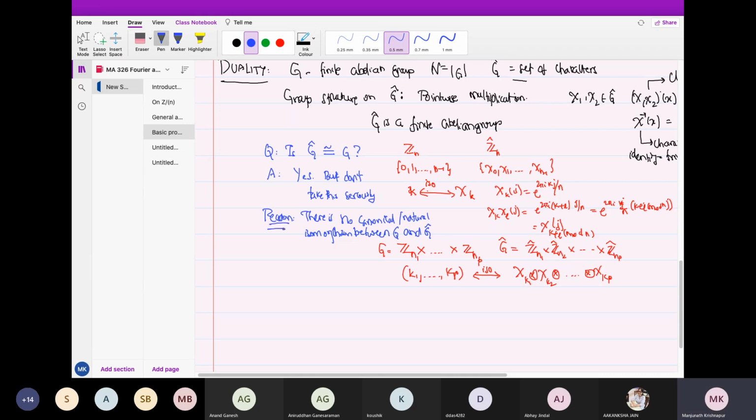In fact, it looks like I contradict myself because I just now produced natural isomorphisms, right? K going to chi sub k is a natural isomorphism, and k1 to kp is a natural isomorphism. So why do I say there is no natural isomorphism between G and G hat? What I want to say is the duality is not this. I will come to duality, but it is true that as a group G hat is isomorphic to G, but it's not something to be taken too seriously because the isomorphism is not canonical. Okay, is that clear?